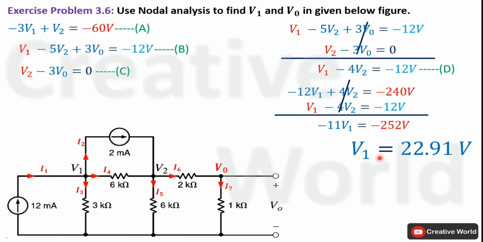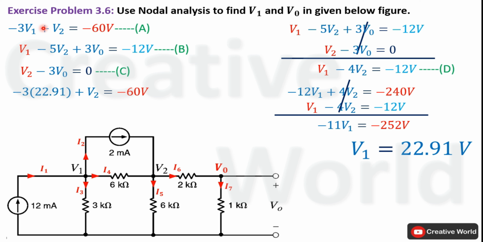Now we can place the value of V1 inside this equation A to find out the value of V2. If we succeed to find out the value of V2, we will place that value inside this equation C and will be able to find out the value of V0, because in this scenario it is asked to find out the value of V1 and V0.